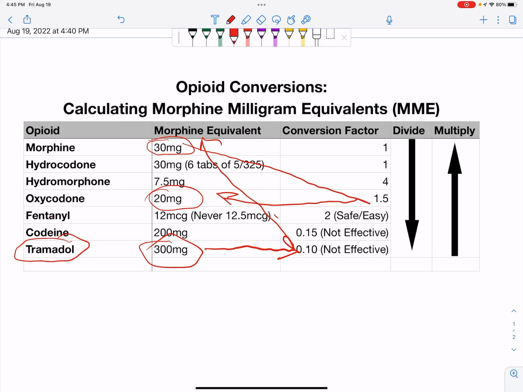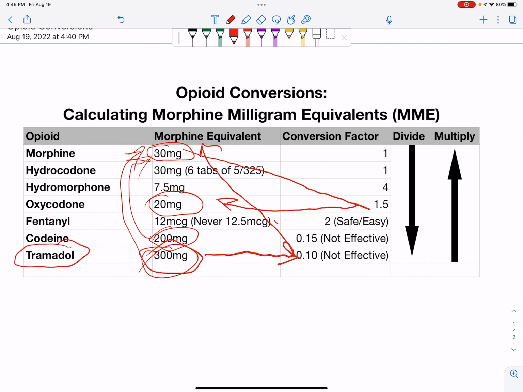I think this is a good time to talk about codeine and tramadol and whether or not they are very good medications to give our patients at the end of life. You can see that these medications are actually not very strong. It takes 300 milligrams of tramadol to give you 30 milligrams of morphine, or 200 milligrams of codeine to get you 30 milligrams, because it's only 15%. So these are not very good end-of-life medications. I just want everybody to understand what is useful and what isn't.